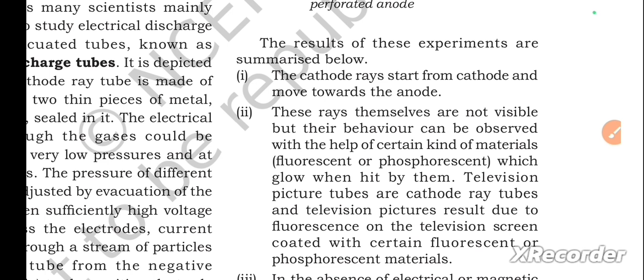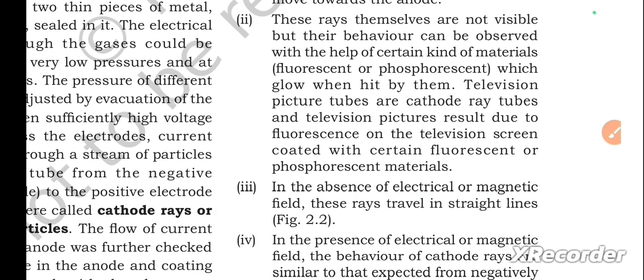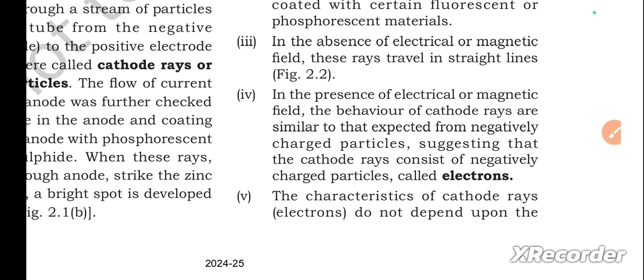Television picture tubes are cathode ray tubes, and television pictures result due to fluorescence on the television screen coated with certain fluorescent or phosphorescent material. Third point, in the absence of electrical or magnetic field, these rays travel in straight lines. Figure 2.2.